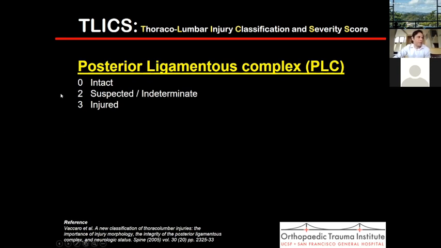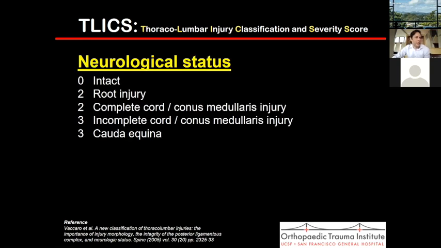But again, I think the importance is just thinking about the ability of the spine to withstand, to resist that forward flexion. And then the neurologic status. You get 0 points if they're intact, 2 points if it's a radiculopathy. This is something that we commonly see with our TEEPs, with our L1 bursts, where people may have some radiating pain to their hips. And you get 2 points for a complete cord injury, 3 points for an incomplete cord injury, and 3 points for cauda equina.